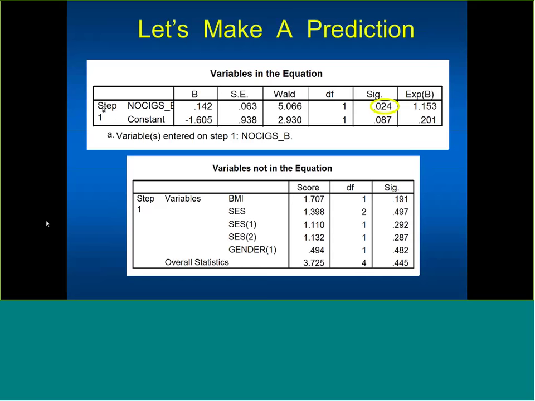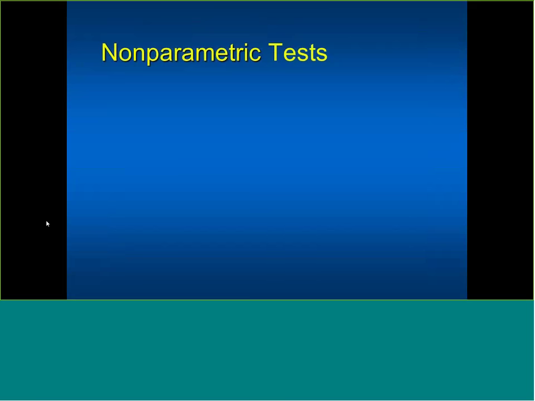And so the only thing that matters here for predicting whether somebody quit smoking or not in my study is how many cigarettes they were smoking before. It doesn't matter what their BMI is, what their socioeconomic status is, or what their gender is. So you can see the power of this, that's why it's called multivariate, multiple variables at the same time. So it's a good step to do. Okay, any questions on that?